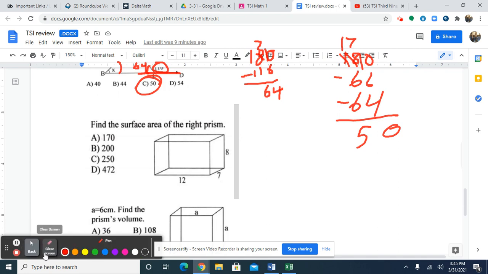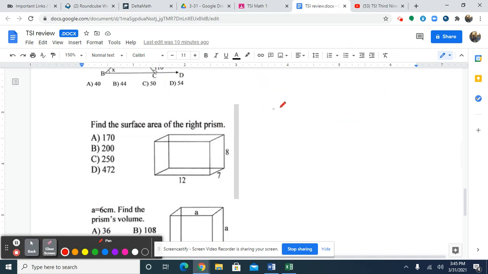Now, when we're looking at the surface area, we have the formula PH plus 2B. What this means is that we're going to find the perimeter of the base, and we are going to find the area. So area, and this is going to be the perimeter.